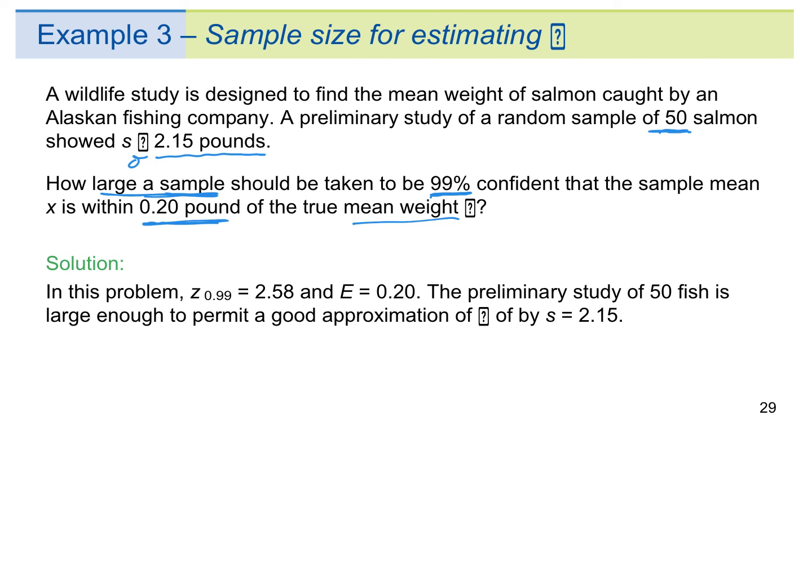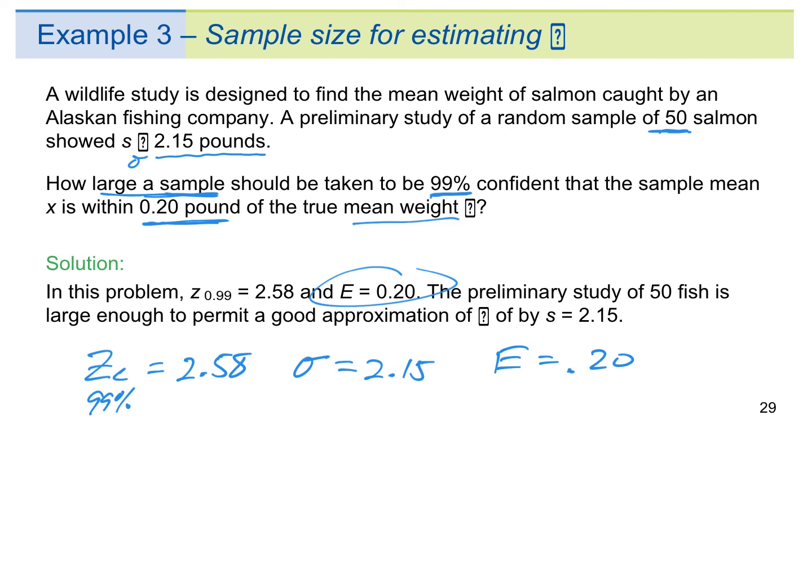So let's pull our pieces off. So our z sub c for 99% is the 2.58. Sigma was given to us to be the 2.15. And we have to have an E of 0.20. Okay? And we know the random sample was 50. I don't know why I said the N is 50. That's what we're looking for. Okay?